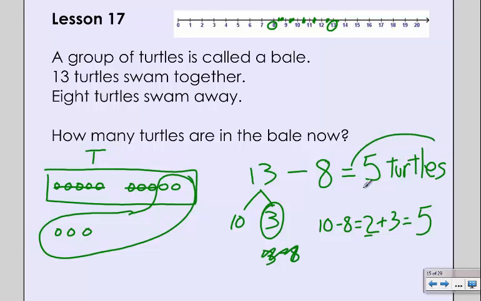T-U-R-T-L-E-S. I like to circle my answer so my teacher can see it. And I'm going to just double check. I read the problem. I drew my picture. I wrote my equations. The last thing I want to show you guys, I want to show you what this looks like on a Rekenrek. Because when I start to think about math and adding and subtracting, I think about my Rekenrek.